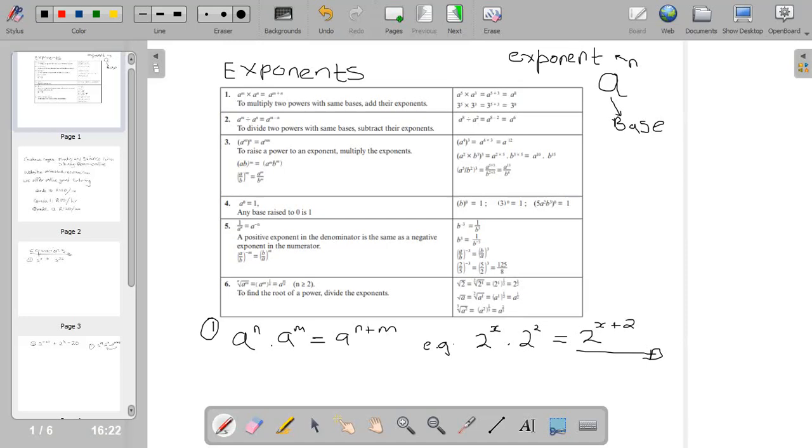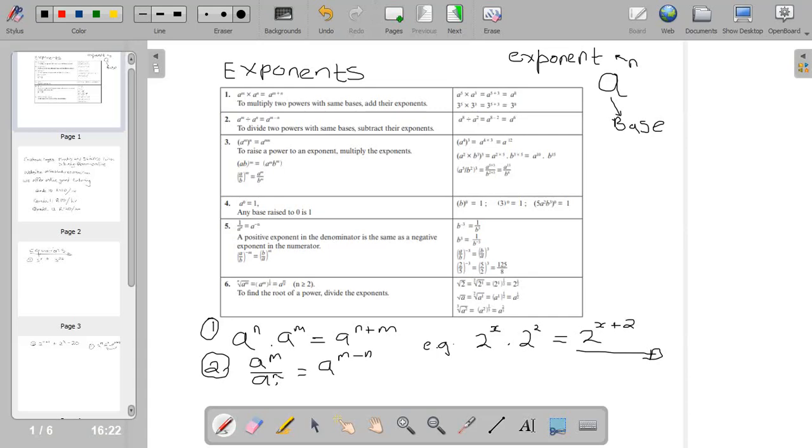And then let's look at rule number 2. Rule number 2 states that if we have the same bases in a fraction form, or the same bases that divide each other, we can take one base and say the exponent of the numerator minus the exponent of the denominator. So this would be our answer in this situation.